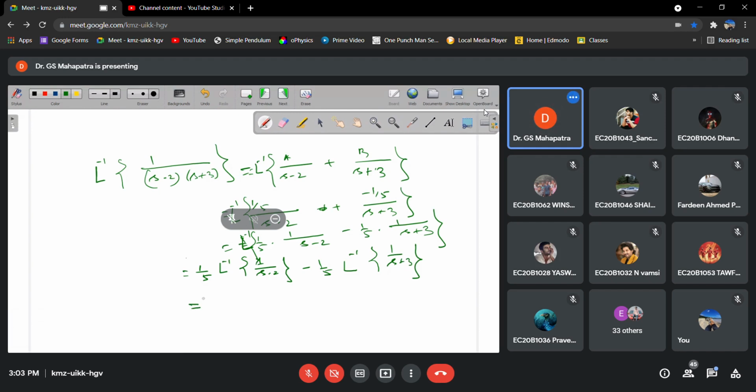Final answer is, so it is 1 by 5. What is the answer? e to the power 2t minus e to the power minus 3t. Okay, minus 2t minus 1 by 5 e to the power minus 3t. This is the Laplace. Correct? This is plus 2t, sir. Plus 2t. Okay, plus 2t. Just wait. Where is the cursor? Okay. Plus 2t. Correct. So this is the answer.